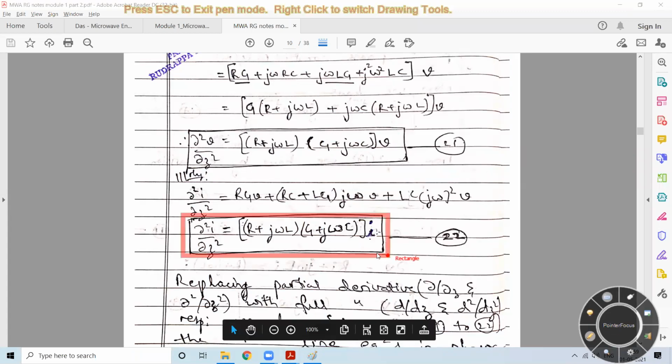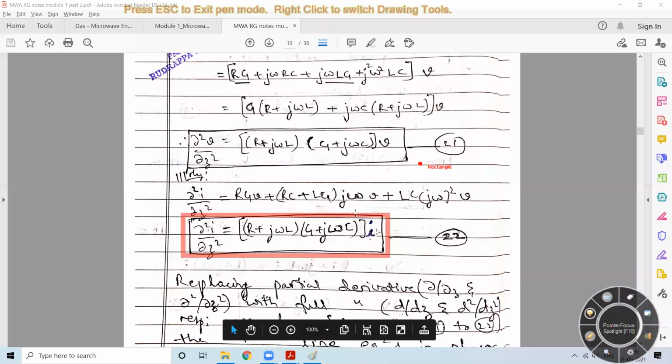That is ∂²I/∂z² is equal to (R + jωL)(G + jωC) I. So these are the parameters we will be obtaining after we apply the concept of replacing ∂/∂t with jω. When we replace that, we end up with these four equations.